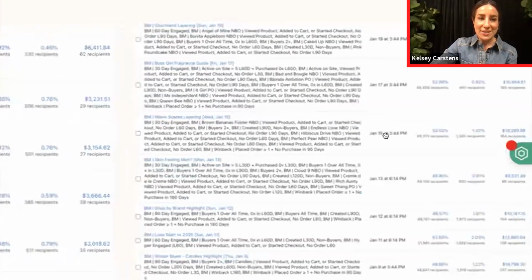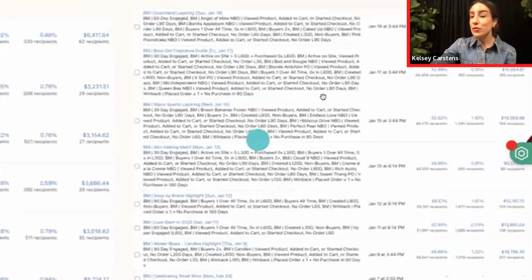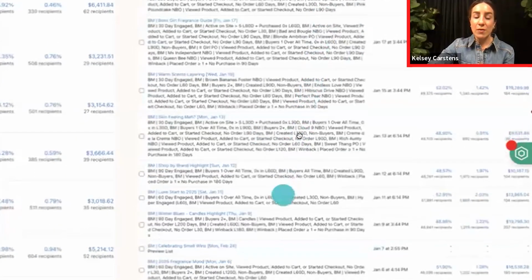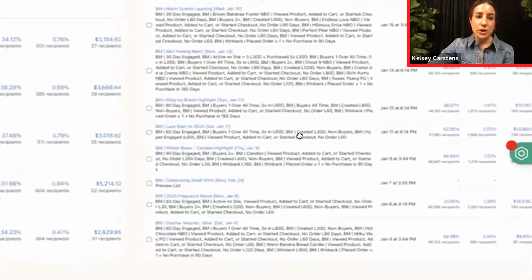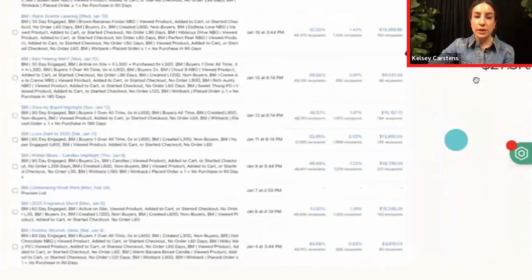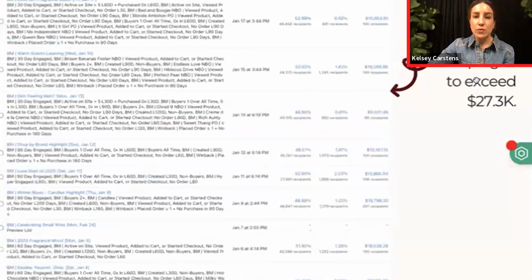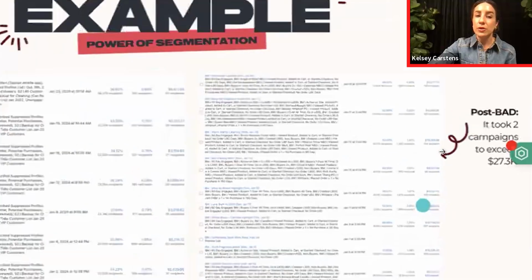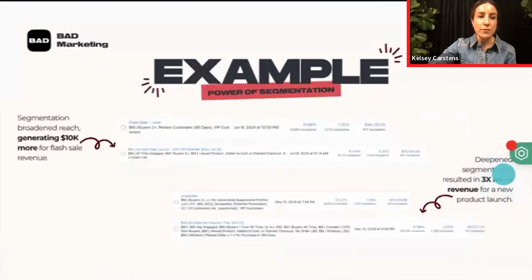When we came in and changed that segmentation, you can see these are only inclusions, by the way. You can't see exclusions in this screenshot. You can see we have a lot more variety here, and in doing so, we've seen improvements in click rates as well as open rates. And it only took 2 campaigns to reach that same goal. So again, with that segmentation, we sent less in 2 campaigns and actually made more. It really does make a huge difference in what you generate for the brand.